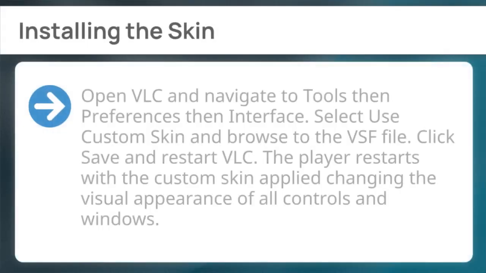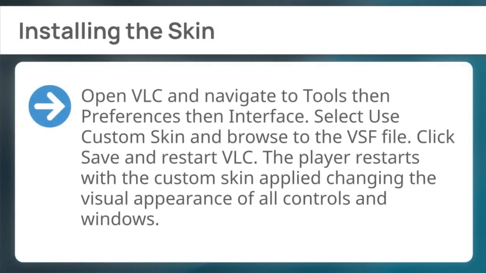First, installing the skin. Open VLC and navigate to Tools, then Preferences, then Interface. Select Use Custom Skin, and browse to the VSF file. Click Save and restart VLC. The player restarts with the custom skin applied, changing the visual appearance of all controls and windows.